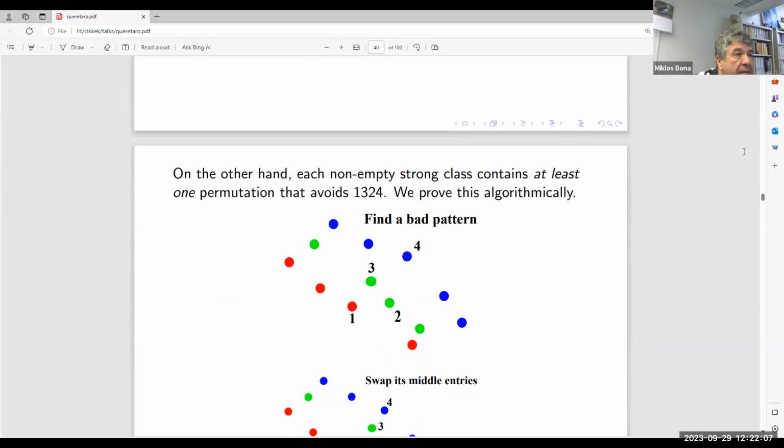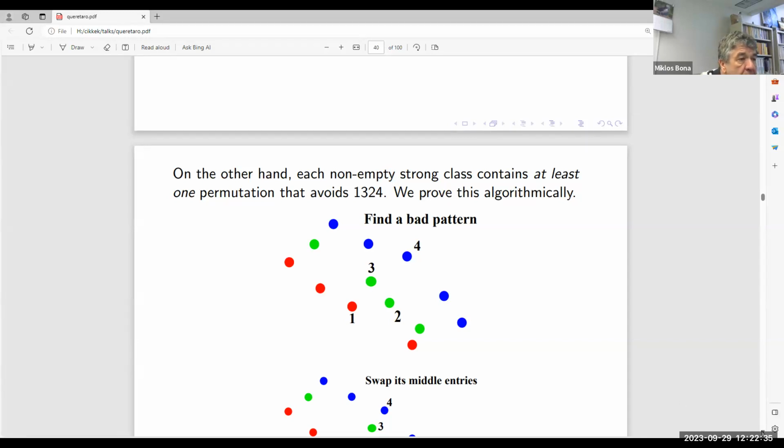Let's say that you take a permutation. Again, the red guys are the left to right minima, the blue guys are the right to left maxima. And let's assume that the permutation doesn't avoid 1, 3, 2, 4. So there is a bad pattern. There's a 1, 3, 2, 4 somewhere. If there is such a thing, then it's easy to prove that there is a bad pattern where the middle guys are both green. In fact, that's the only way it can happen.